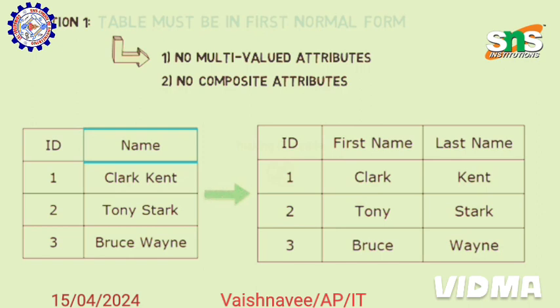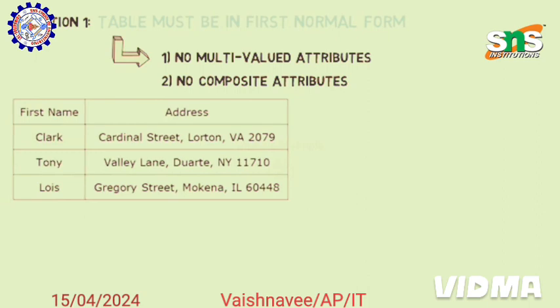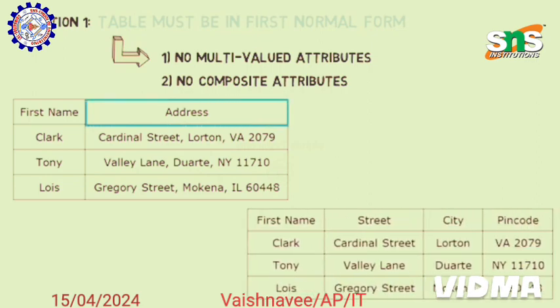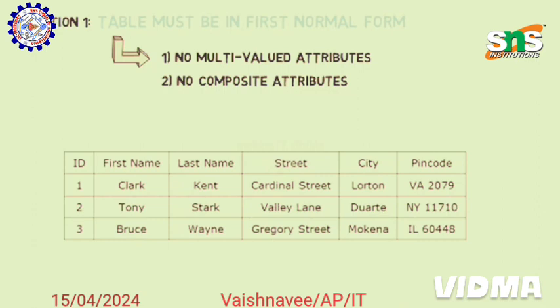Consider this table and check if it is in first normal form. Not in first normal form. You must have guessed it. Yes, it is not in first normal form because it contains composite attributes, that is, attributes that can be divided further. So to make it into first normal form, we can modify it like this. Let us take one last example. Is this table in first normal form? Yes, as it has no composite and no multivalue attribute present in it.